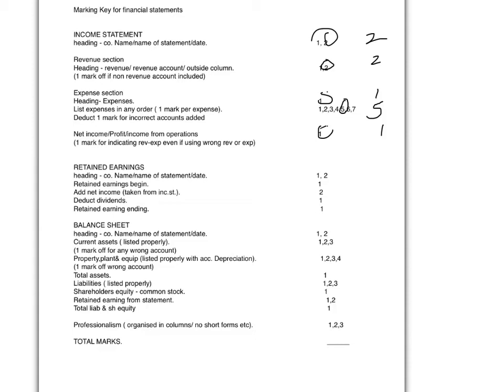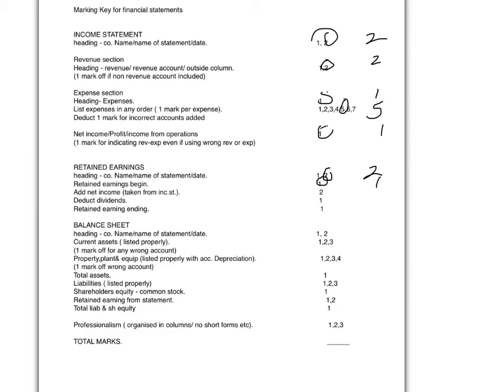Now we move to the retained earnings. Again, is this statement headed up with the name of the company, the name of the statement, retained earnings, and the date for the period ending, year ending, whatever, December 31st? And the answer is yes, so we would give them 2. Then does the student indicate that they start with retained earnings beginning, which is from the statement of accounts, and that is worth 1 mark.